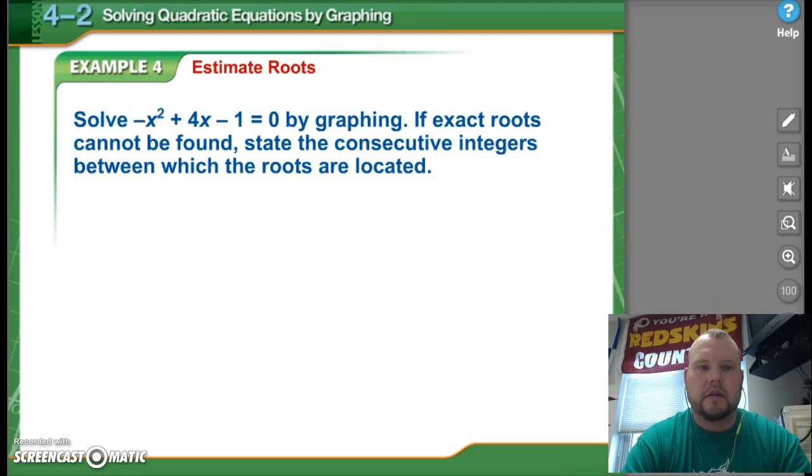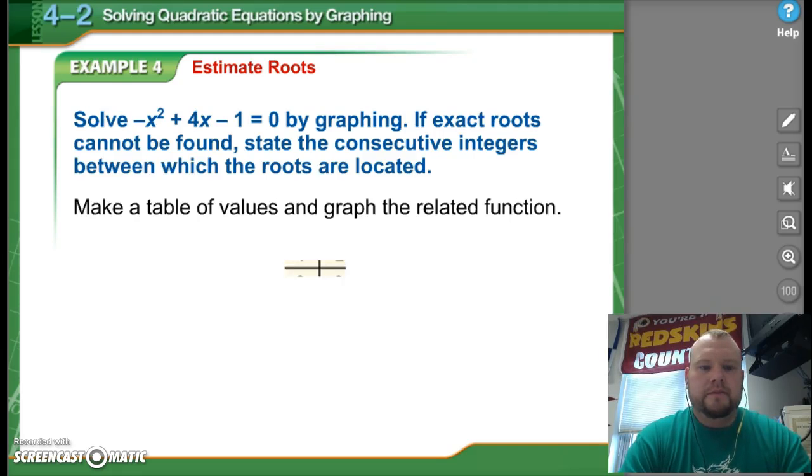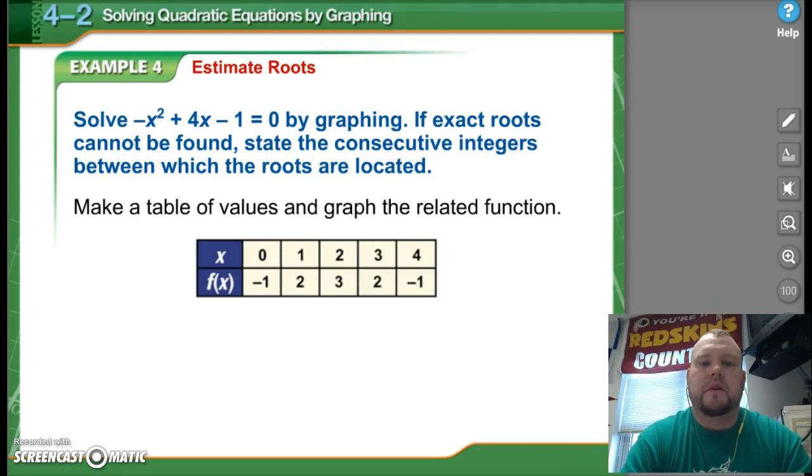Next slide. Okay, so what we're going to do first is make a table of values and graph the function. Again, the way they found these values is by doing the vertex first, negative b over 2a. The value that they came up with for that was 2. So then you went 1 unit on each side, 1 and 3, and 2 units on each side, 0 and 4. Found the y values that go with each x value.